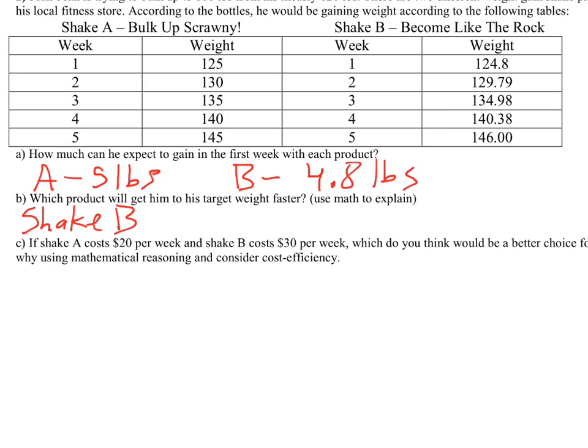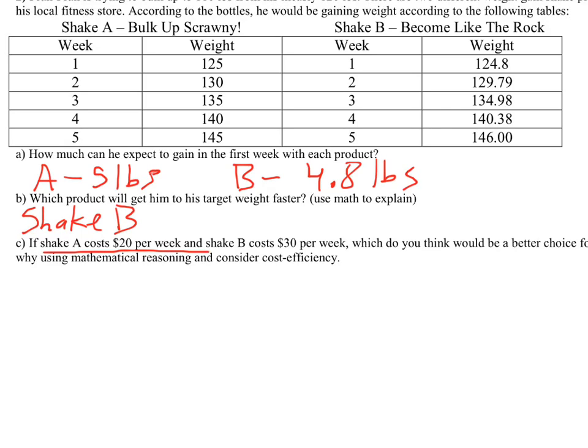And something to notice is, once you reach week 5, Shake B has actually got him to a 1 pound heavier weight. And so even though he's gaining not as much at first, as soon as you reach week 4, actually, it's higher up, and it's going to continue to be higher and grow faster than Shake A.